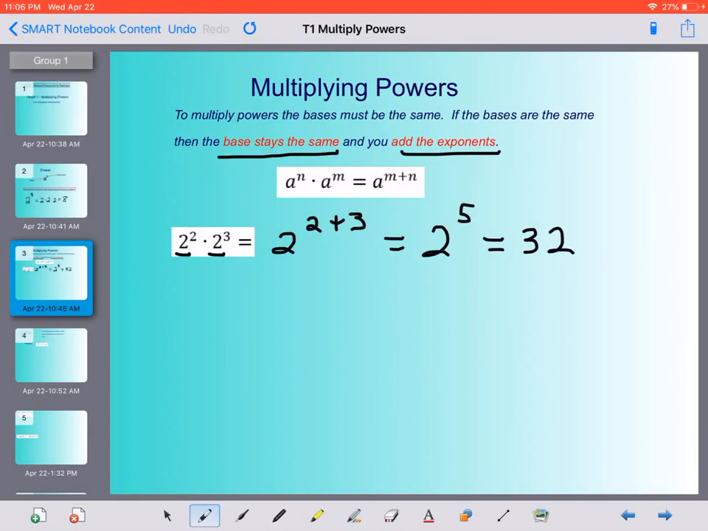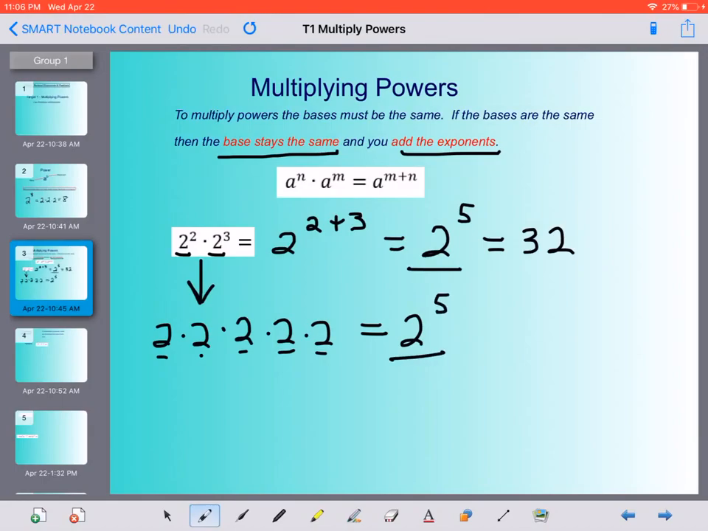Okay, this works because if I were to take these two expressions and expand them, 2 squared is 2 times 2. 2 to the third power is 2 times 2 times 2. Now if I were to write that as a power, it would be 2 to the 1, 2, 3, 4, 5, 2 to the 5th. You get the same exact answer as you did before. But instead of having to expand every single time, you can simply keep the base the same and add the exponents.